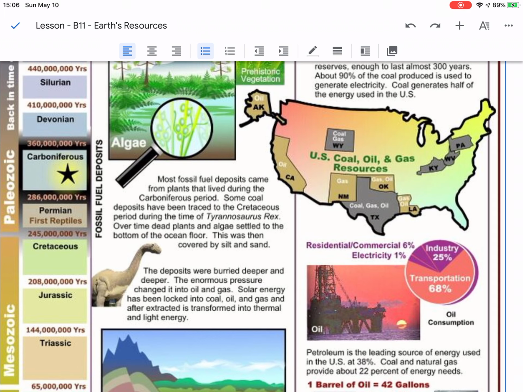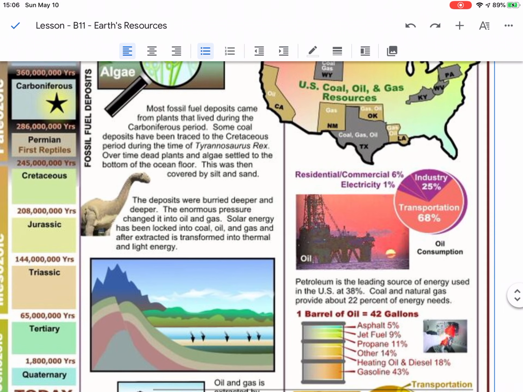There wasn't much there to decompose it, so it just kind of built up. The deposits were buried deeper and deeper, with a lot of soil building up because they're in the oceans, putting more and more pressure on them, and they changed into oil. They started to liquefy into oil. Solar energy has then been locked into the coal, because remember, these are plants that got their energy from the sun. It is now locked into the coal, oil, and gas, and thus we extract it. So with fossil fuels, we're getting the energy from the sun. It's just really good at storing the energy for us.